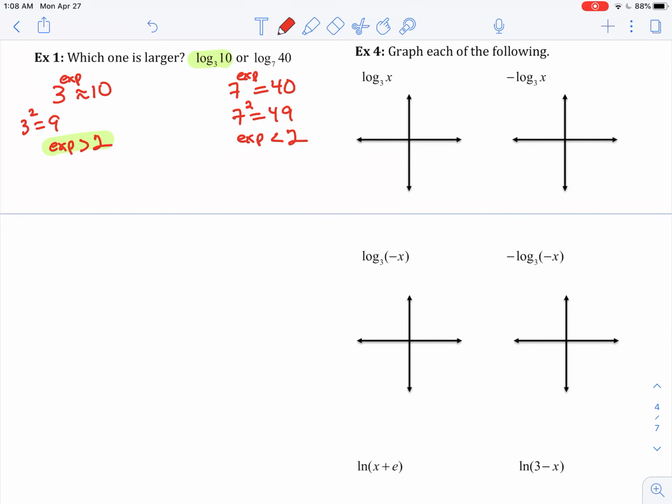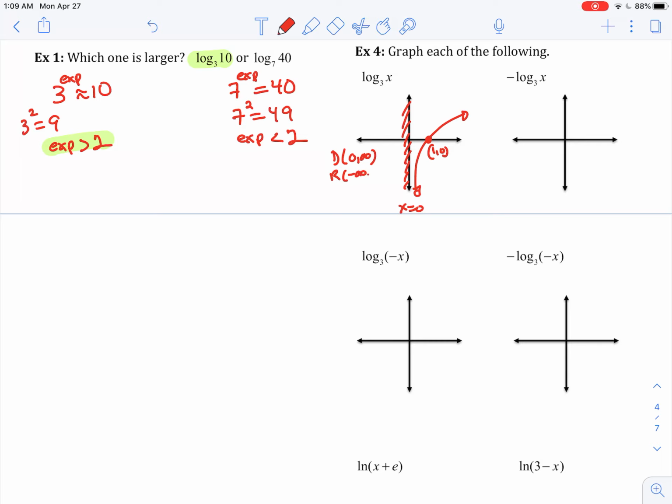On number 4, looking at our graphs, going back to our idea of reflections and translations, all of that is going to come into play as it did with our exponentials, same thing with our logs. So our basic graph of log of x base 3 is this function that is increasing from quadrant 4 up into quadrant 1, where we know it's going to go through 1, 0, and we have this vertical asymptote at x equal to 0.